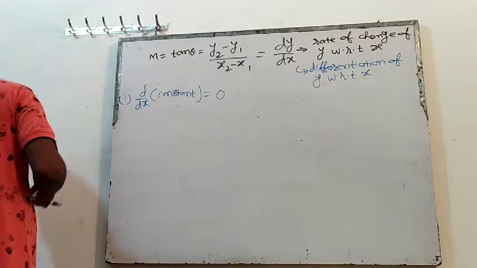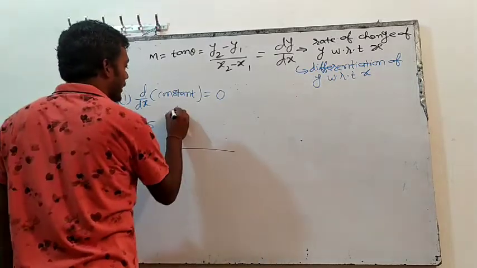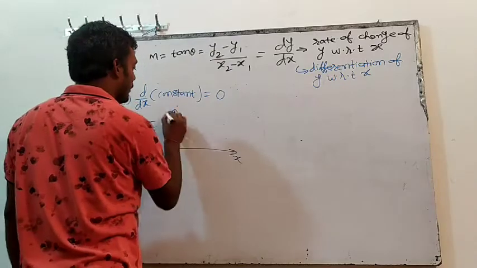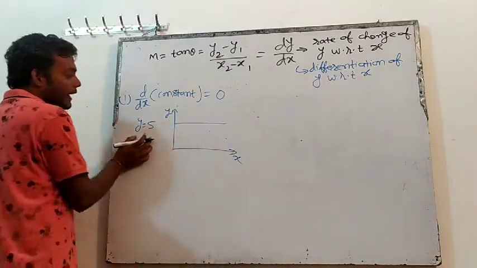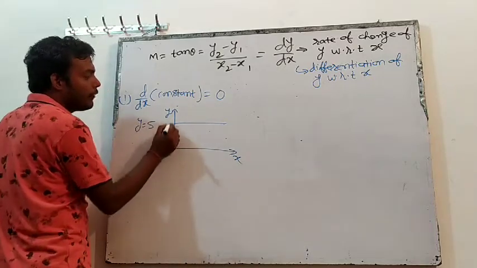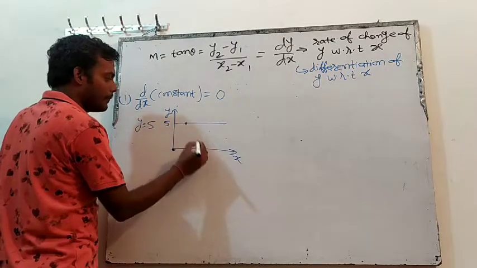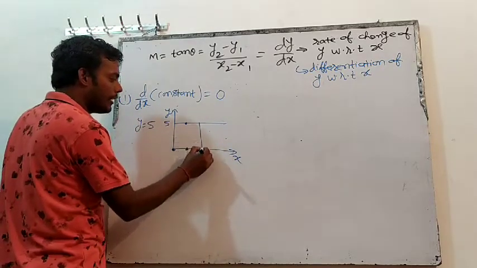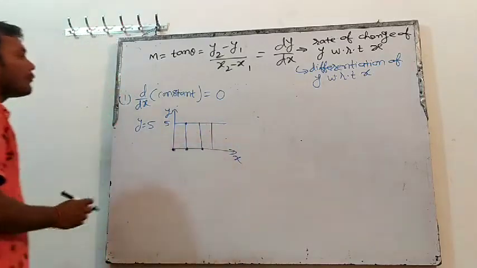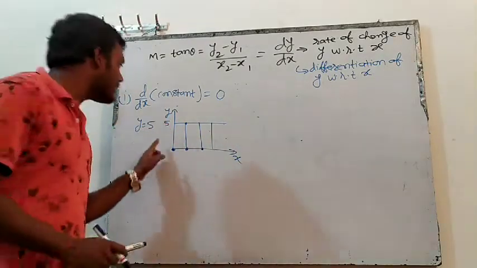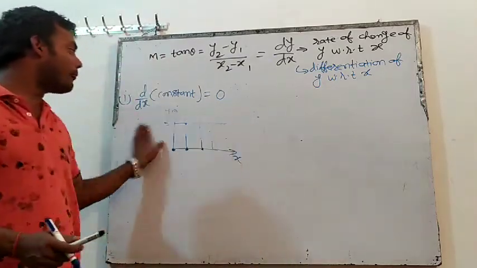Understand that if they give you a function y is equal to 5, how do we make the graph of y is equal to 5? If x takes any value, y will be 5. If x is 0, y is 5. x is 1, y is 5. x is 2, y is 5. Right? For any value of x, y is 5. That means y is constant. x is changing its value, but y is not changing. So the y equal 5 graph will be like this.